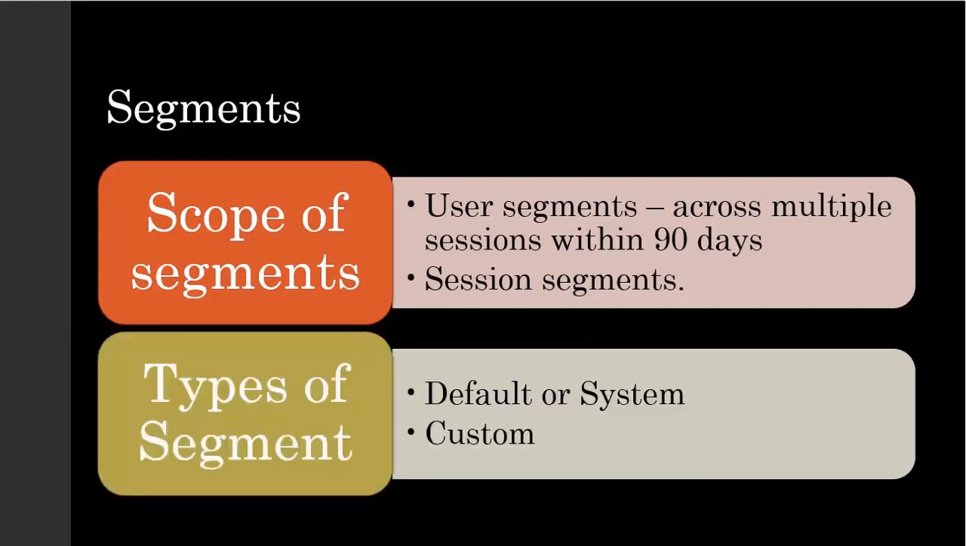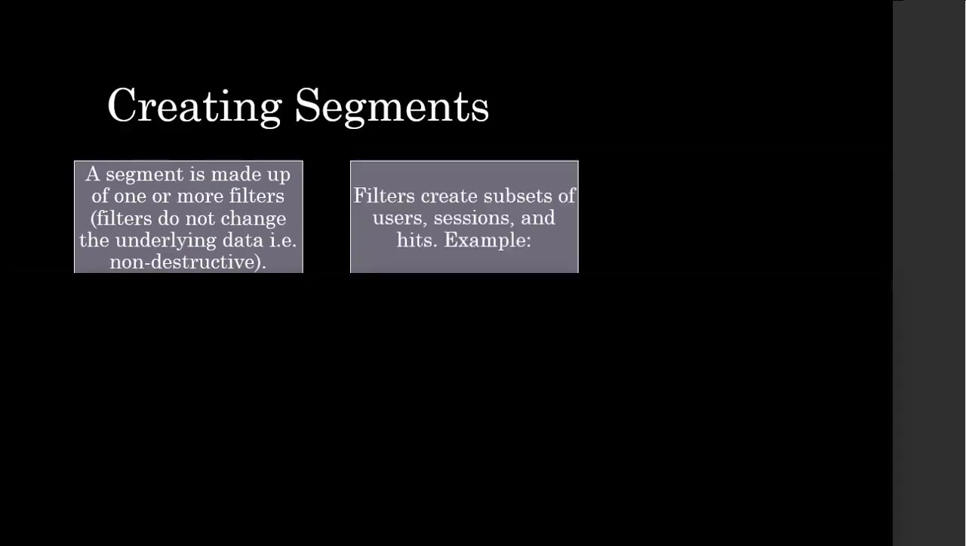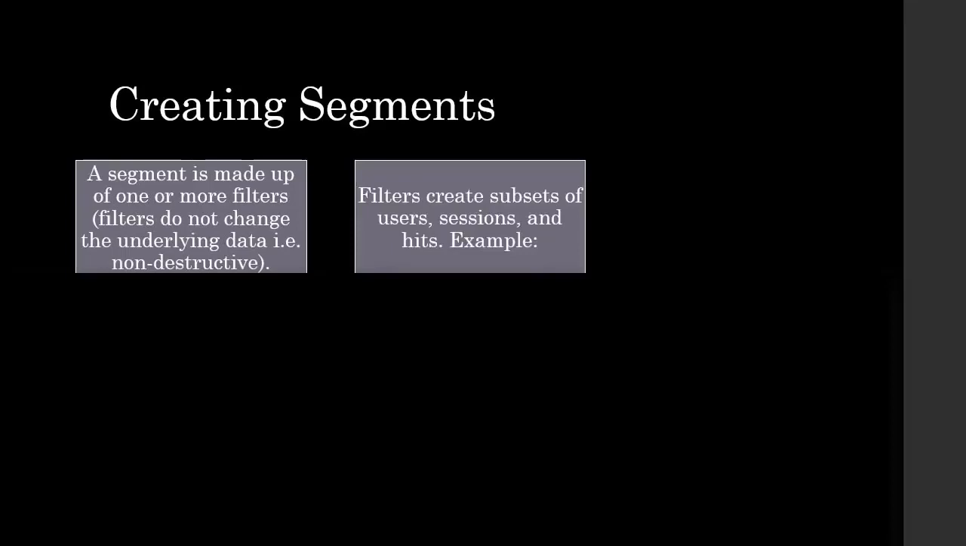There are two types of segments: default or system segments that have been created by Google Analytics, and custom segments that you can create on your own. A segment is made up of one or more filters. These filters are non-destructive, meaning they do not change the underlying data. These filters create subsets of users, sessions, and hits.